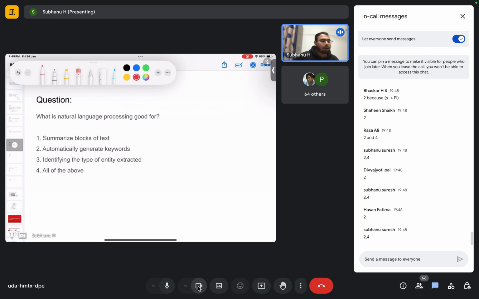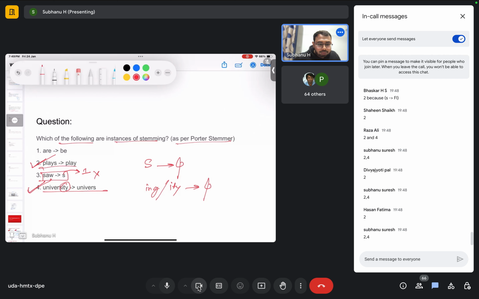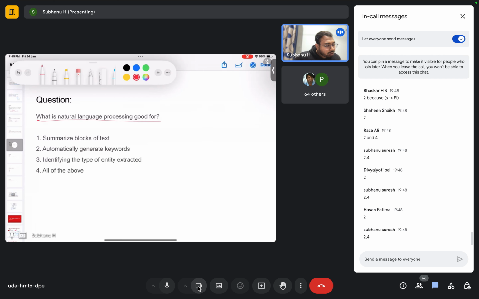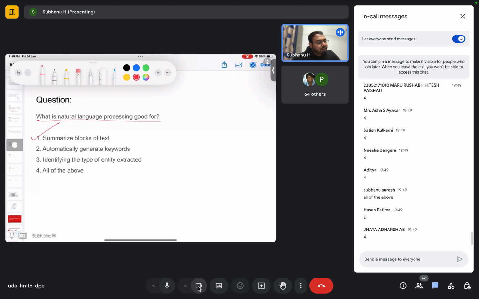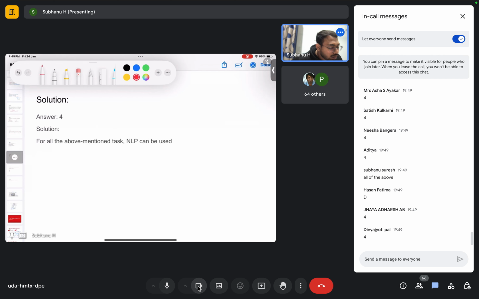Okay, now next question. What is natural language processing good for? This is a general question only. We have two correct answers here, one is 2, one is 4. Now, what is natural language processing good for? Summarizes block text, automatically generates keywords, identifies the type of entity extracted, all of the above. So basically they are asking about what you can do with natural language processing tasks. You can summarize blocks of text, automatically generate keywords, and identify the type of entity extracted. So I think all of the above is the answer. Let's see. Yeah, all of the above is the answer.